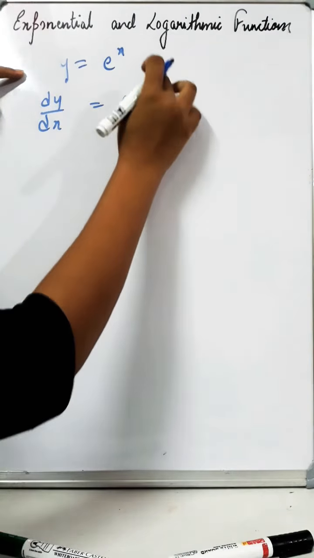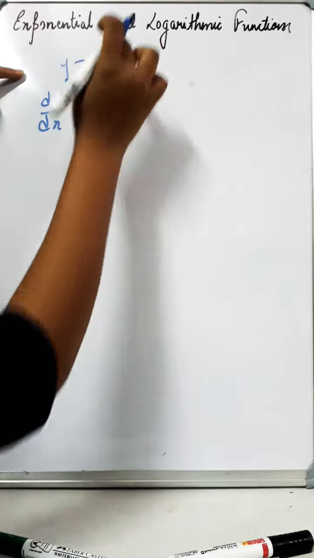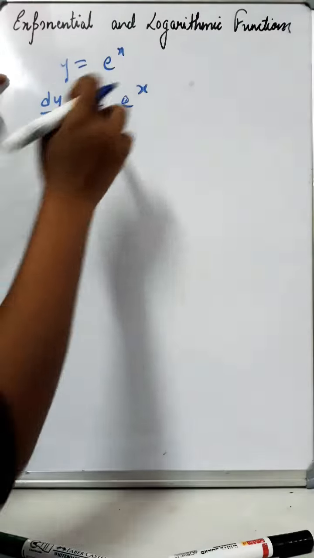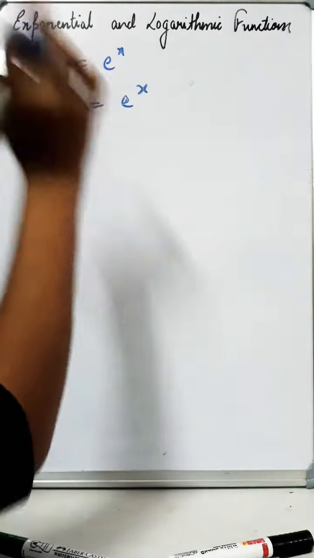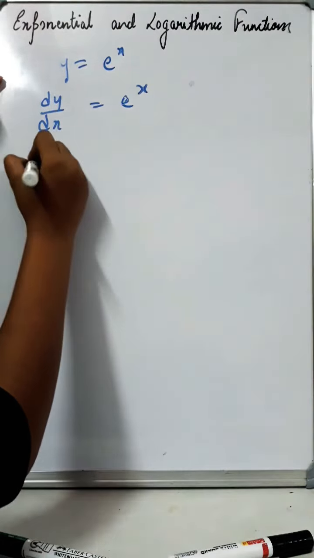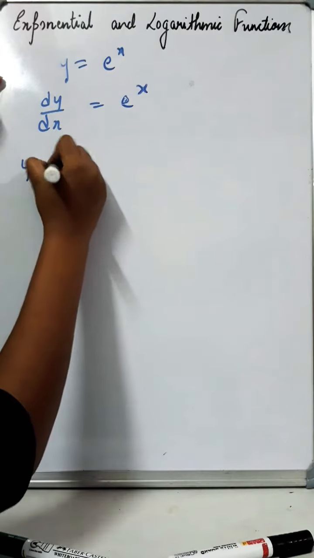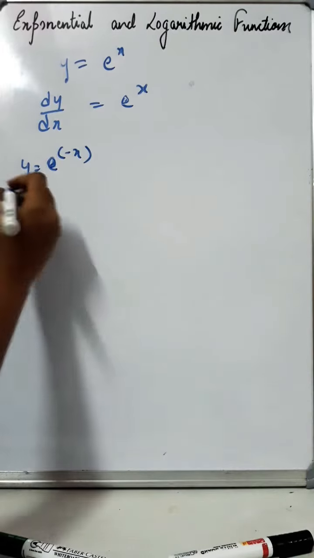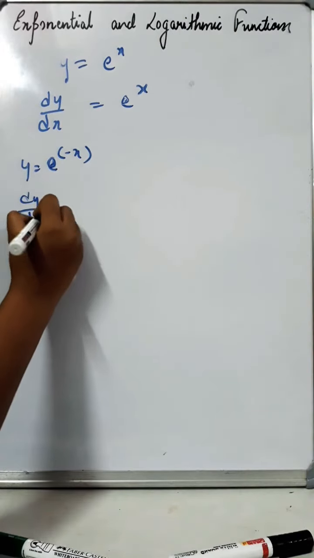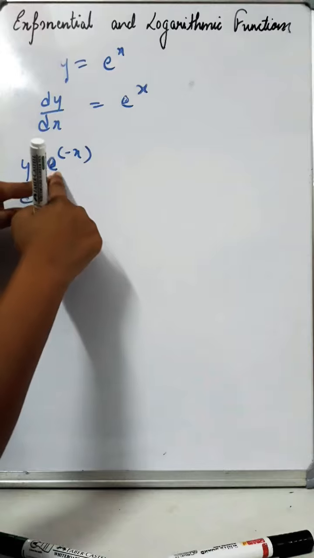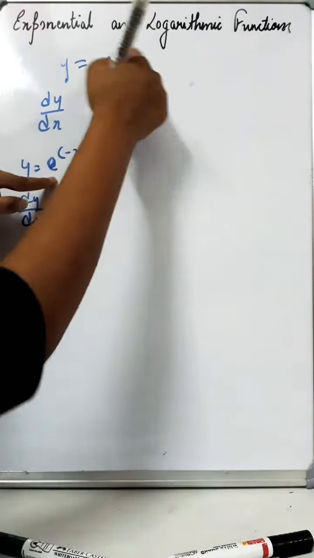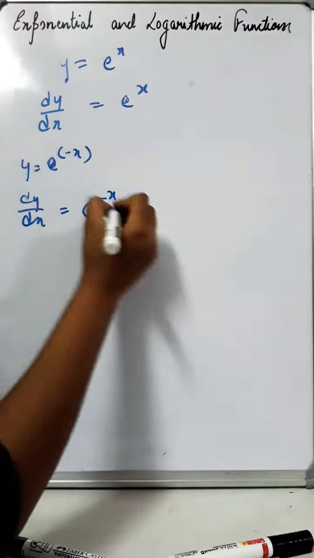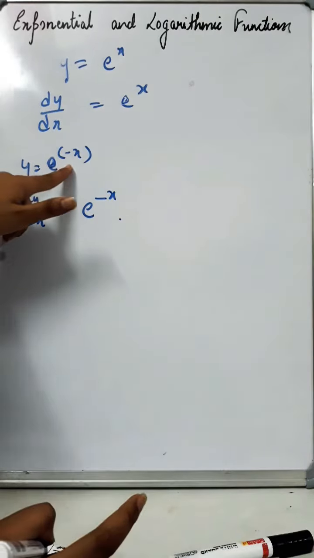But if e is raised to some function of x, right now it is e raised to the power x only, but suppose it is y is equal to e to the power minus x. In that case you have to apply the chain rule. First of all, dy by dx will be, differentiation of e raised to the power something is e raised to the power that only. So first of all you will have e raised to the power minus x, but further you will differentiate minus x also.